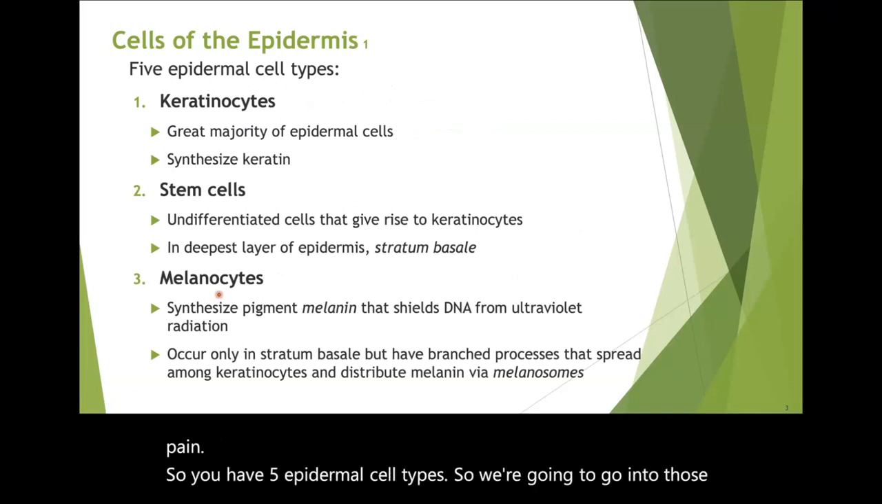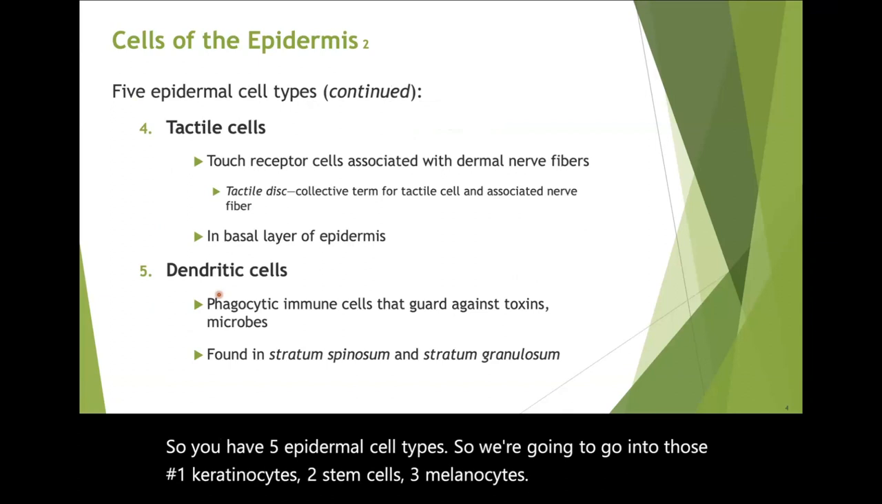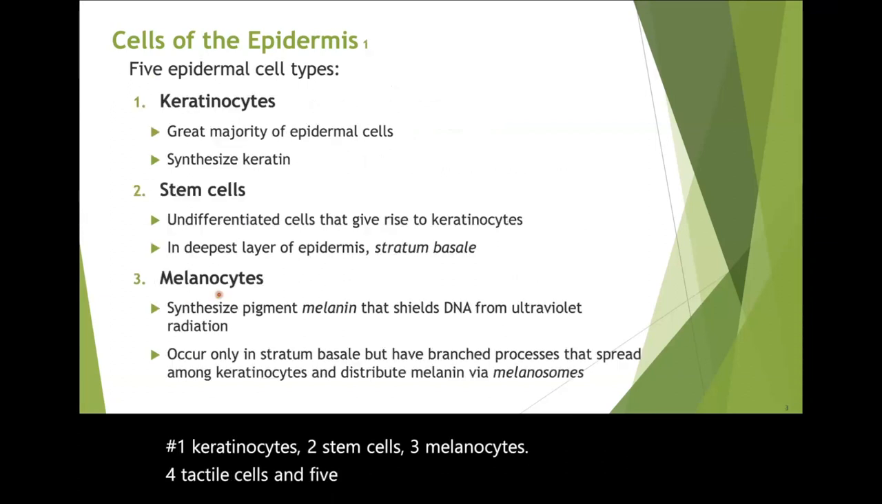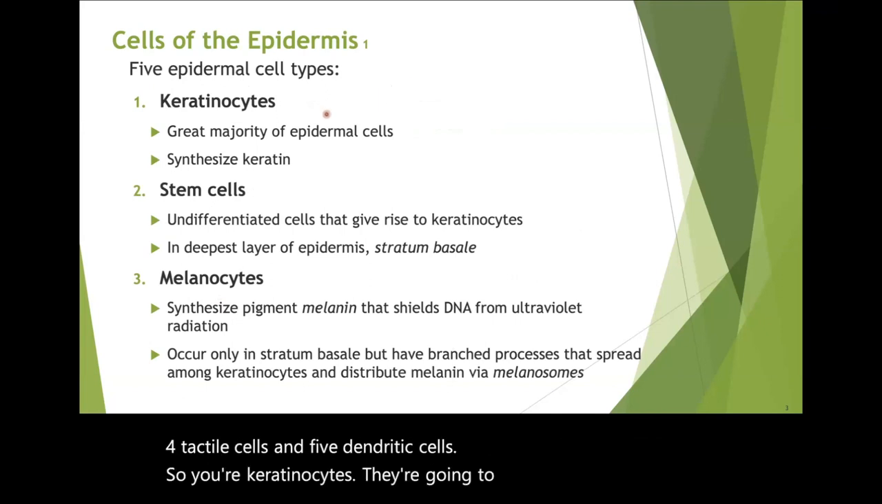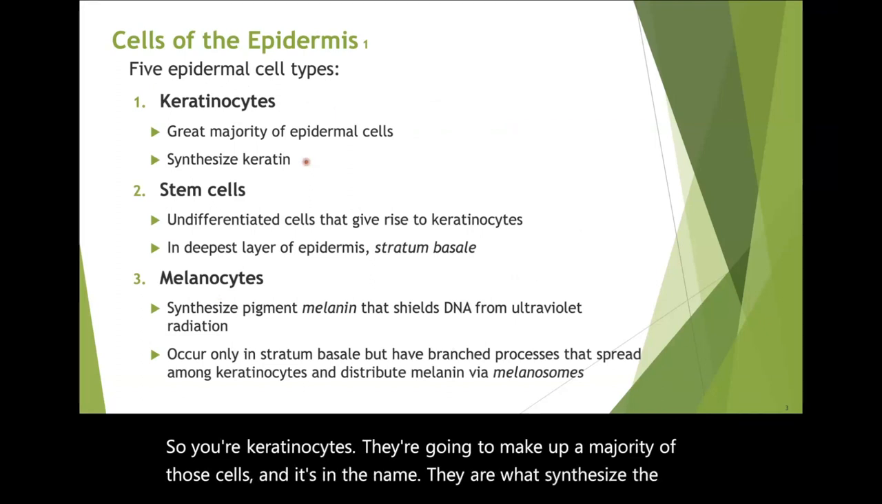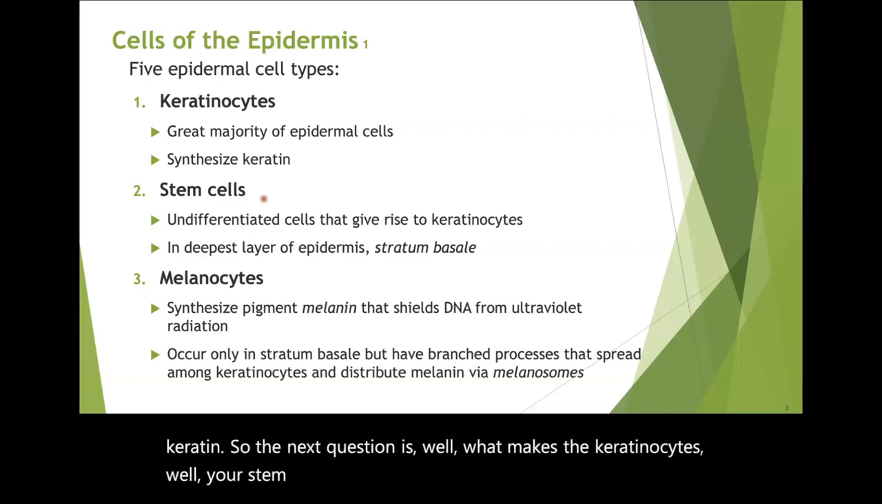Number one, keratinocytes. Two, stem cells. Three, melanocytes. Four, tactile cells. And five, dendritic cells. So your keratinocytes are going to make up a majority of those cells. And it's in the name. They are what synthesize the keratin. So the next question is, well, what makes the keratinocytes? Your stem cells are going to give rise to keratinocytes.